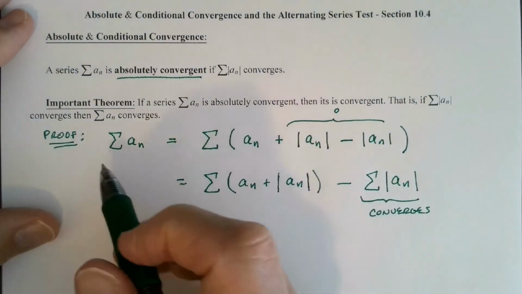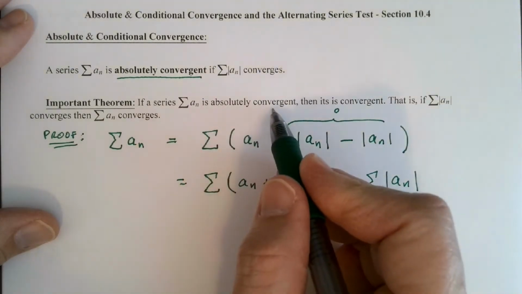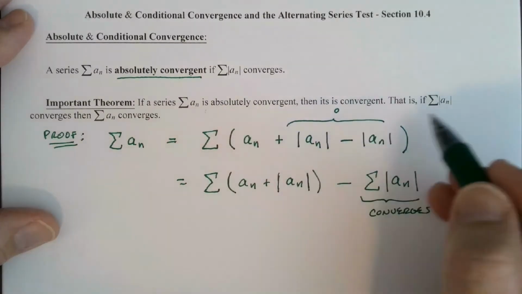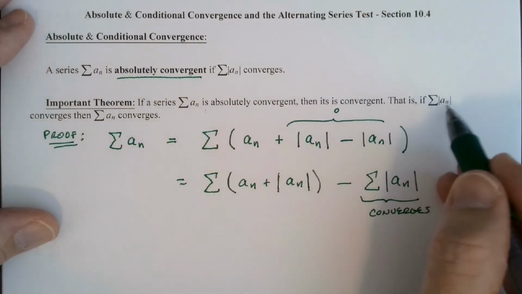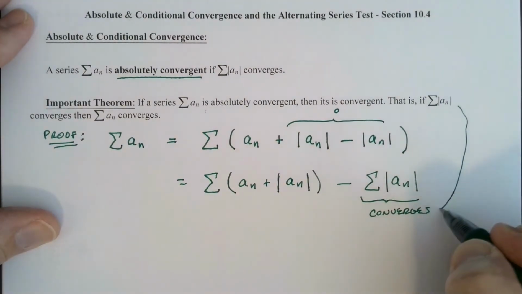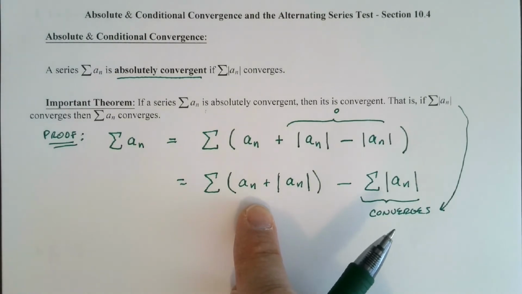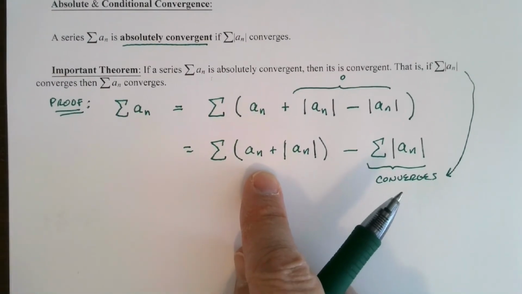Look at the theorem here. What's it saying? If the series is absolutely convergent, that means this series converges, right? So we know that is already convergent. The question is, is this one convergent? And the answer is yes. I'm going to prove this essentially by direct comparison.